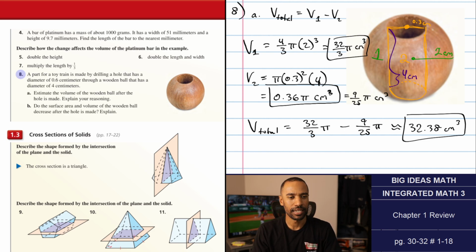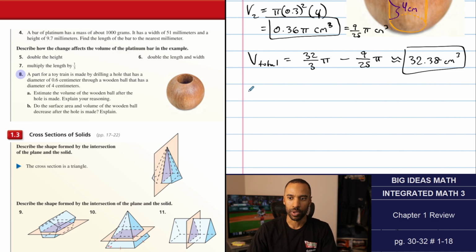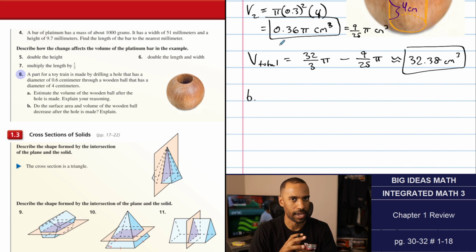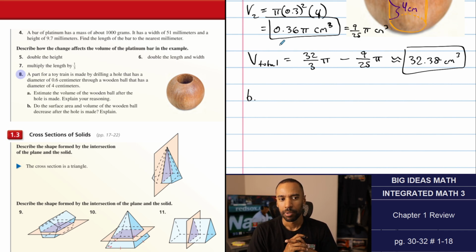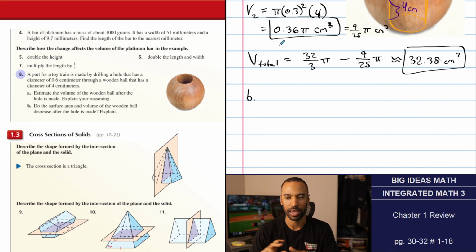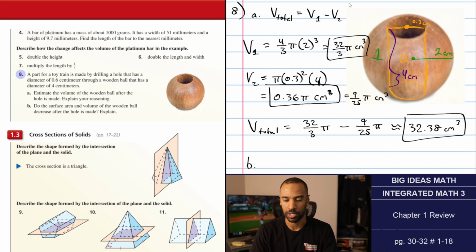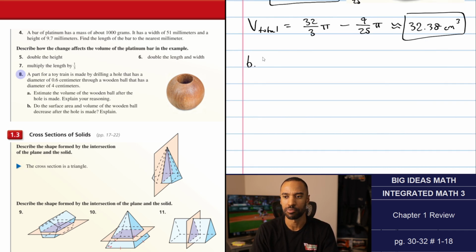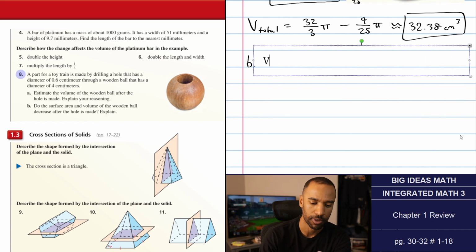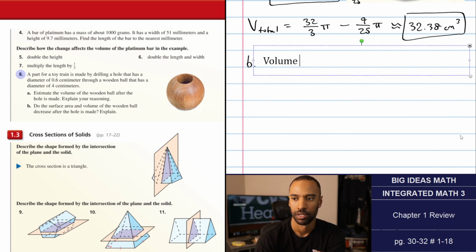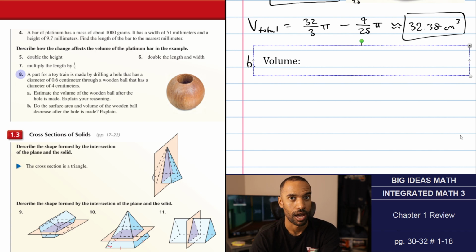Now, part B, they didn't ask us to compute anything, which, even if we did, would also be an estimation in and of itself. And it would take a little bit of time. But they say, do the surface area and volume of the wooden ball decrease after the hole is made? Explain. Well, clearly the volume did, because we subtracted something from something else. So as far as volume goes, there's less of the ball in the end. There's less of the sphere.